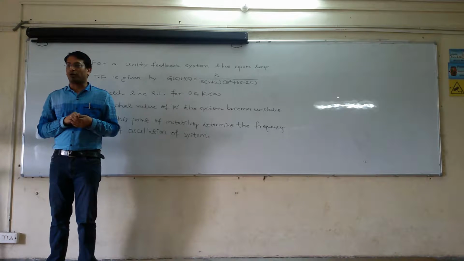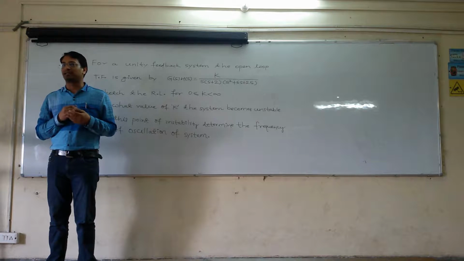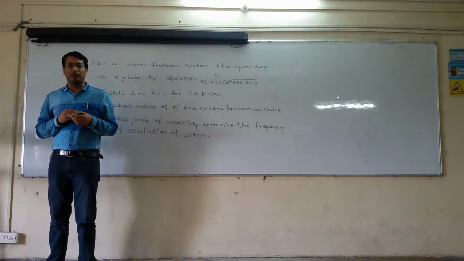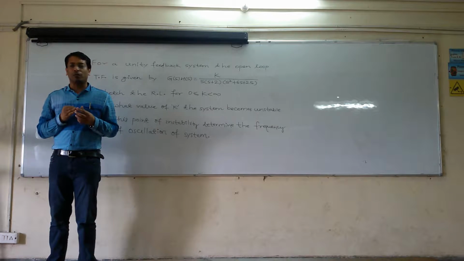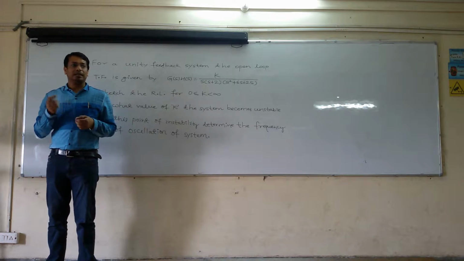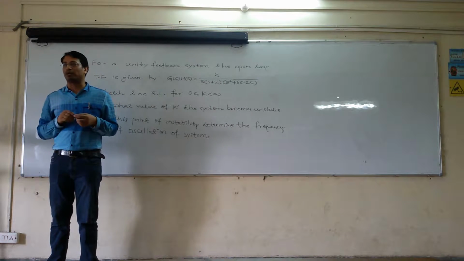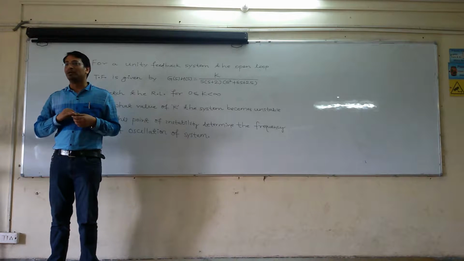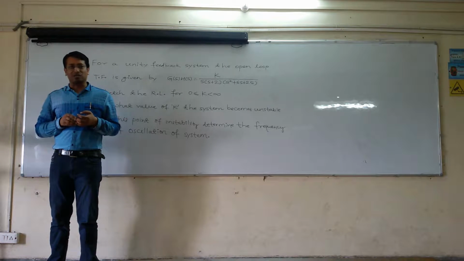Correct? Then we found the asymptotes. For finding asymptotes we gave the formula theta is equal to (2q plus 1) multiplied by 180 degree divided by mod of p minus z, where q is from 0, 1, 2, 3 up to p minus z minus 1. Correct? Then we went to finding the centroid. What is it? The intersection point of your asymptotes on the real axis. Centroids are denoted by sigma. Sigma is equal to the summation of real parts of poles minus the real parts of zeros, divided by p minus z.